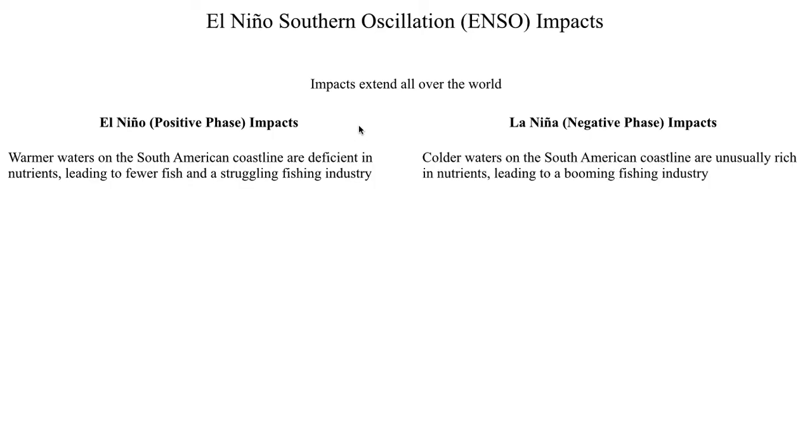Versus a La Nina pattern where the upwelling is enhanced, so you're bringing more of that nutrient-rich water up to the surface, which means you've got a lot more fish than usual coming up to the surface, which means the fishing industry is living large. It's doing really well. You're catching all sorts of fish, selling them in the market, and the economy does really well.